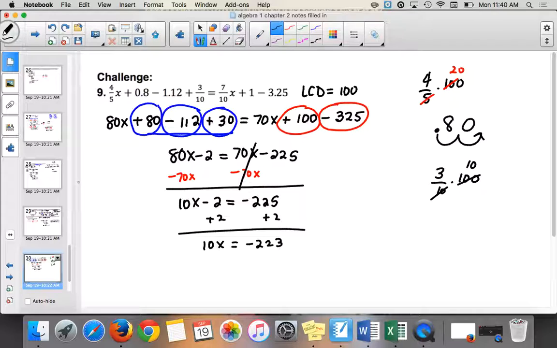Equals 10x. So x equals negative 223 over 10, which doesn't reduce because 10 is only divisible by 2 and 5 and 1 and 10, right? It doesn't go down. Or if you wanted to write it as a decimal, what would it be? Negative 22.3, exactly. I usually like the fraction form if possible, but if you want to do the decimal, you may do that as well.